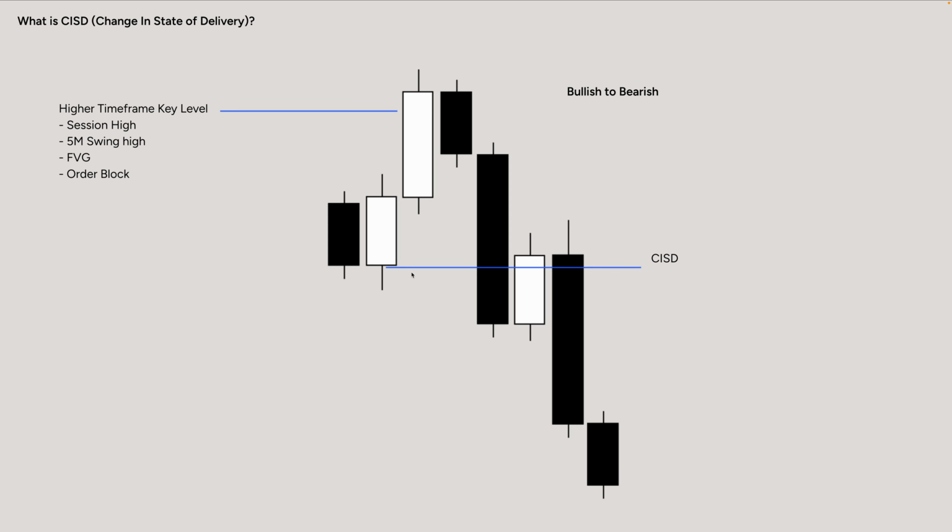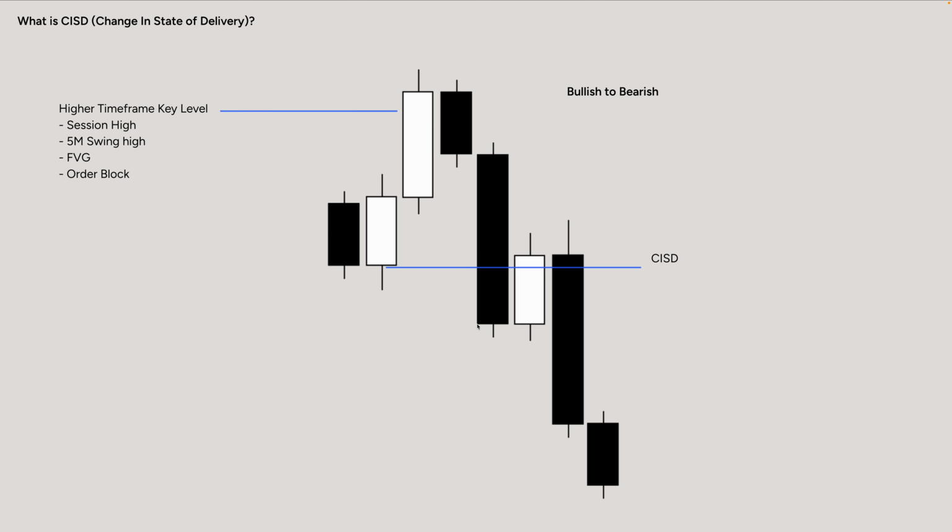Because the CISD is such a strong confirmation model, if you only have a wick and price cannot close below with its body, that often means that there is some more liquidity above you that you might not be aware of, and the chance of you being stopped out will be high. So always wait until you have a candle body closure below the CISD line.